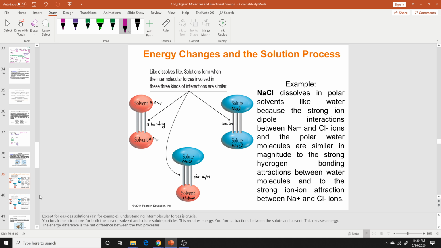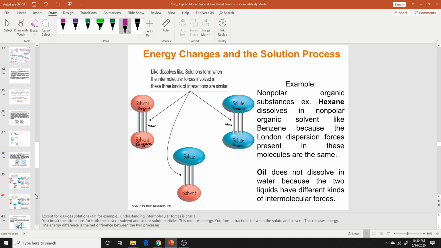Solutions form when the intermolecular forces involved in the three kinds of interactions are similar. So similar in what? They are similar in energy, similar in magnitude. This is what I mean. The amount of energy that it takes to form ion-ion interaction is the same as the hydrogen bonding, is the same as the ion-dipole. And this is why sodium chloride dissolves in water, which is basically polar.